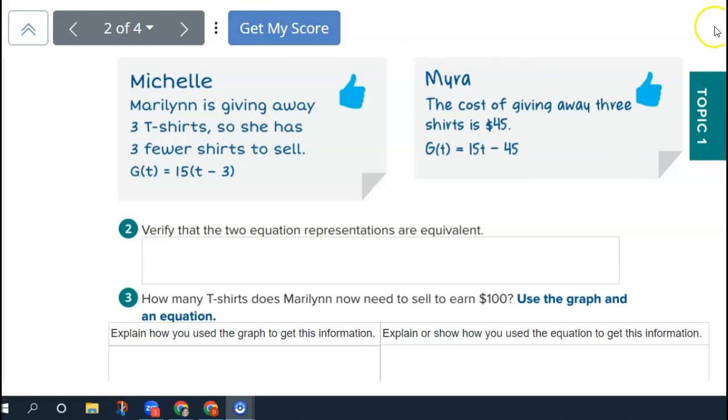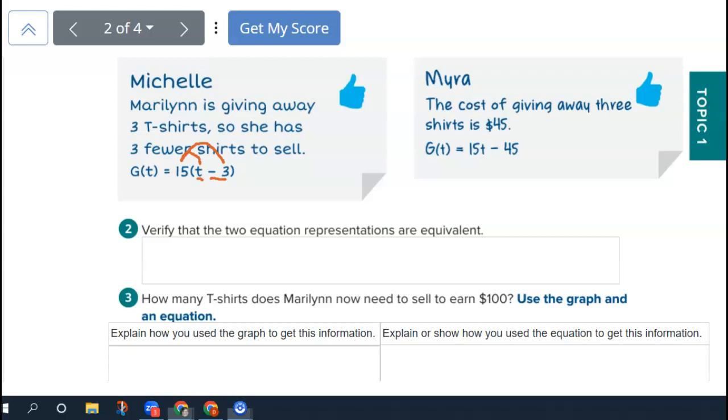So you may either go this route, and you can start with Michelle's equation, and you can distribute 15 times t and 15 times negative 3. So 15 times t and 15 times negative 3. And I think you'll see that it is equivalent to this.